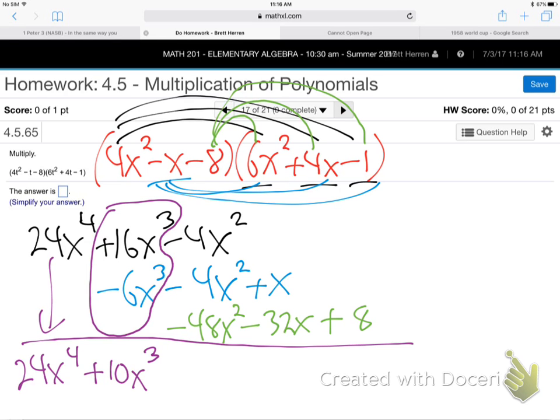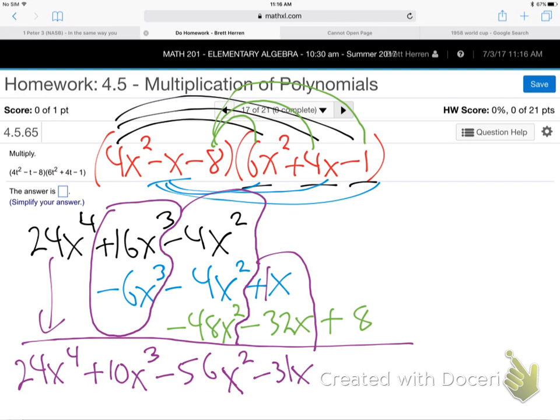I stacked them vertical to help. So what do those ones make? Minus, is it 56? X squared, I think, right? Yeah, 56. And then these two make plus 1 minus 32 is minus 31x. And then bring down the 8. There we go.